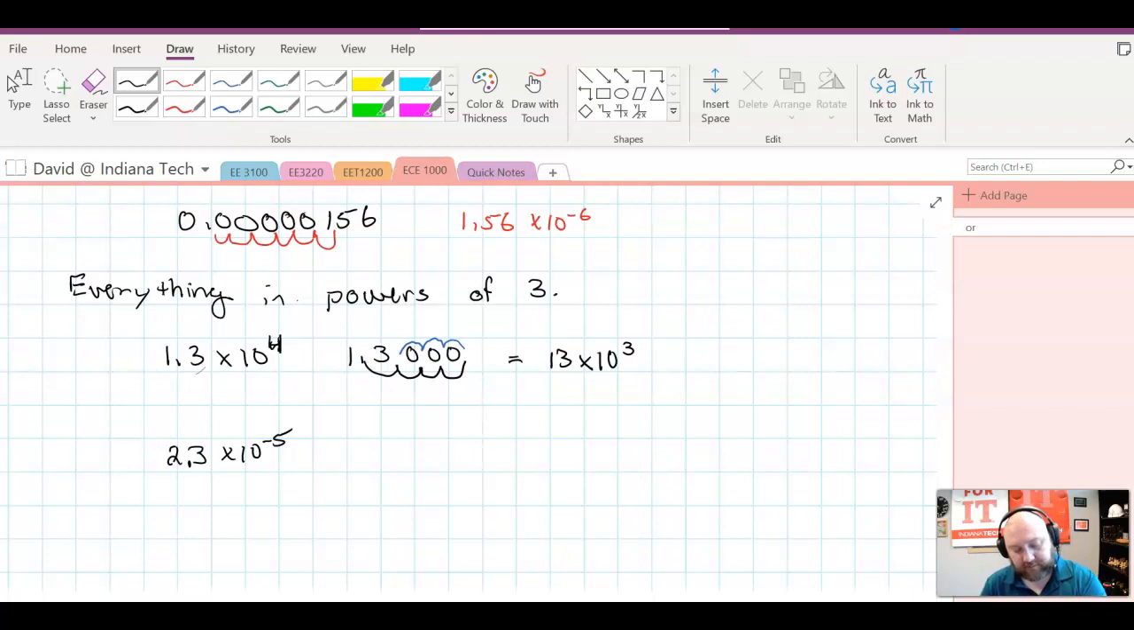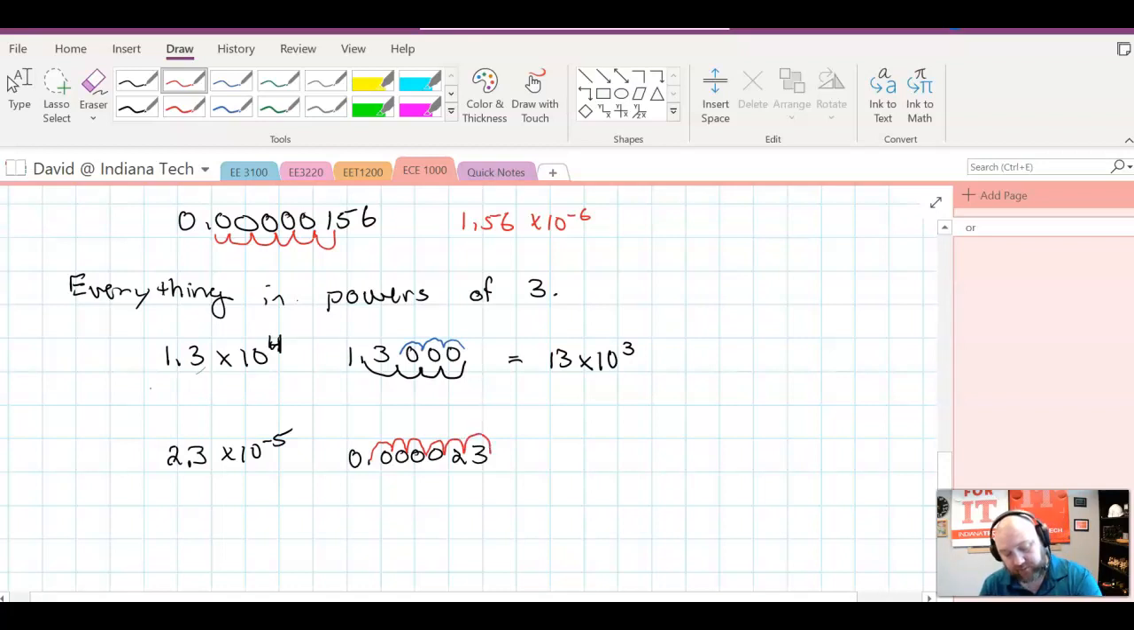But if I were to write this number out again, not necessary to do this, but it would be 0.000023. Now again, if I think of this as going in powers of 3, well, if I do 3 to start with, 1, 2, 3, that's still going to get me 0.023, and we try to avoid that if possible, so I'm going to go another 3.